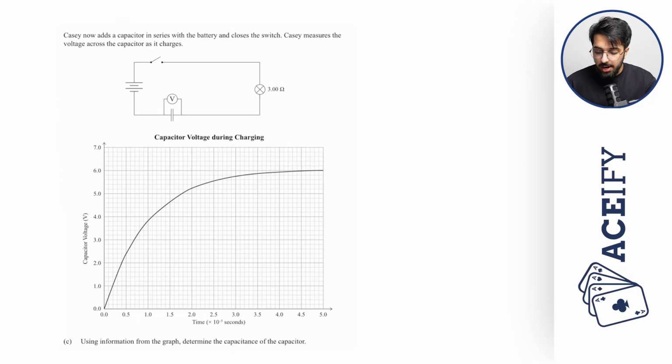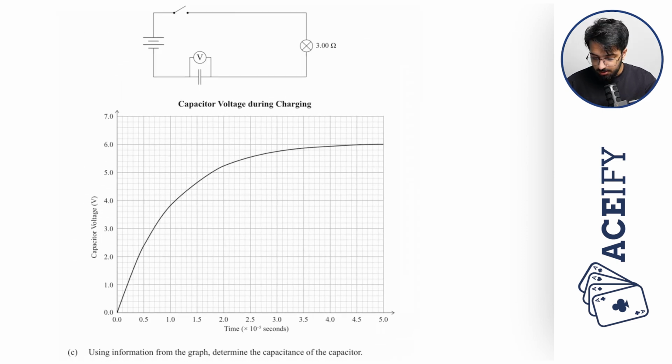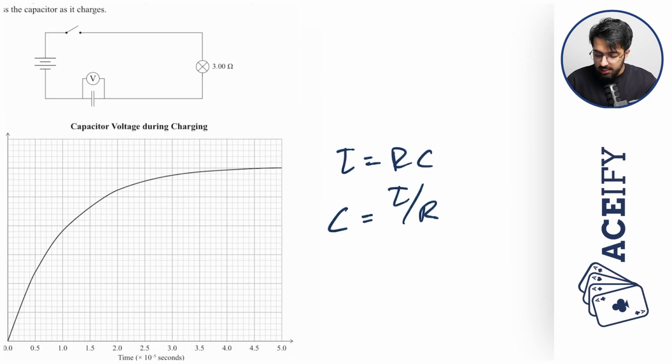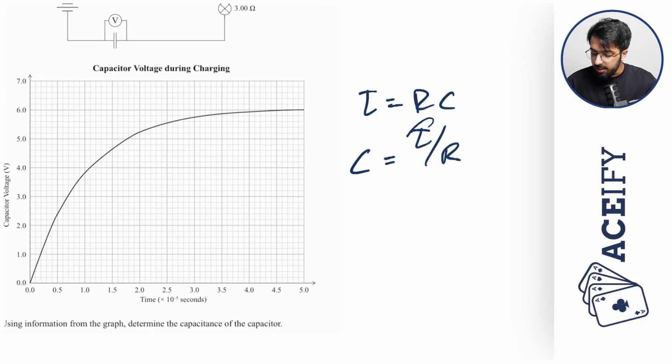There we go. Casey now adds a capacitor in series with the battery and closes the switch. Casey measures the voltage across the capacitor as it charges. Using the information from the graph, determine the capacitance of the capacitor. Alright, so we know that our time constant is equal to RC, and so we can find our capacitance from our time constant. We are already given the total resistance of the circuit as 3 ohms, so that's going to be our R value, and all we need to do is find our time constant.